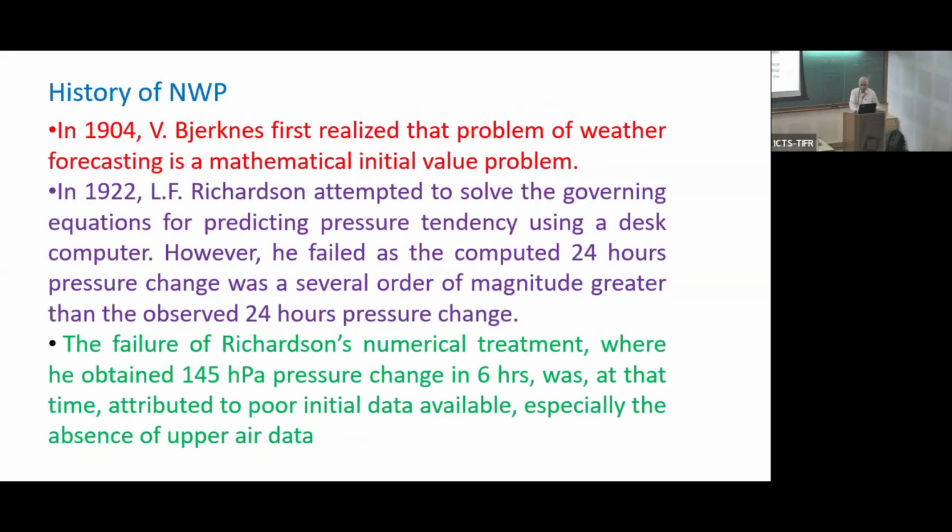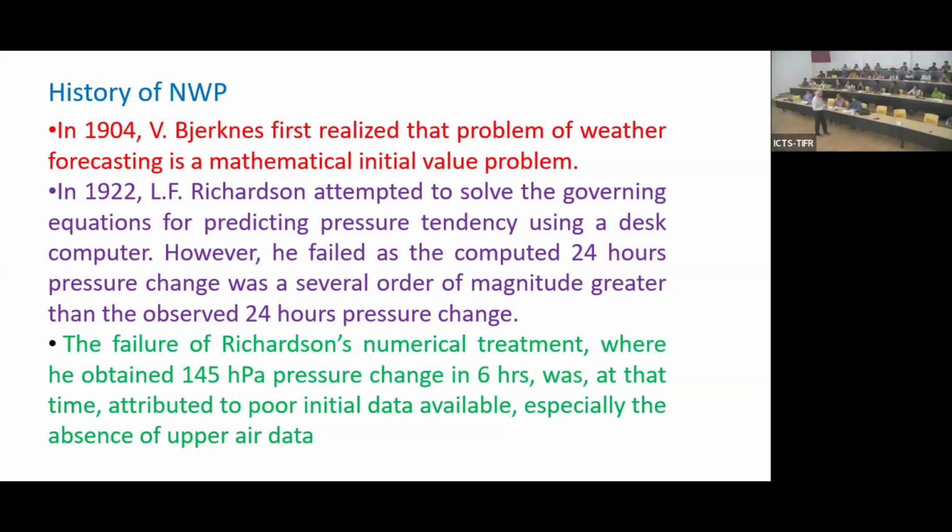So in 1904 Bjerknes proposed that weather forecasting, or NWP, is a mathematical initial value problem. And in 1922 Richardson, who was a British meteorologist, really took up the challenge of implementing this idea of Bjerknes.